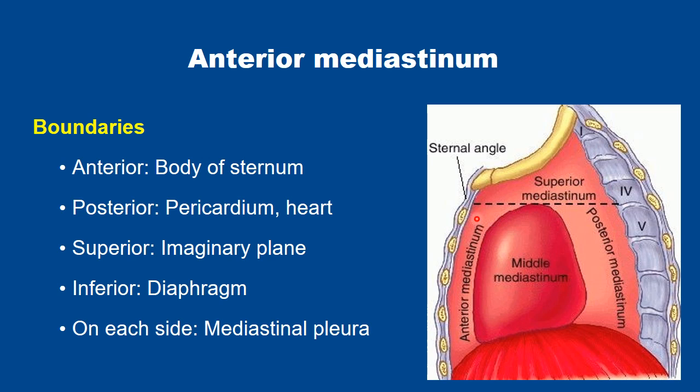Superiorly, the anterior mediastinum is bounded by this imaginary line and the superior mediastinum, and inferiorly it is bounded by the diaphragm. On each side, the anterior mediastinum is bounded by the mediastinal pleura.